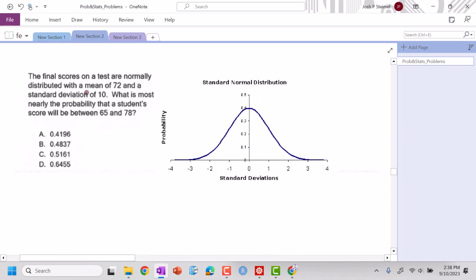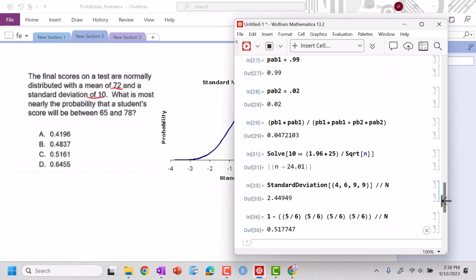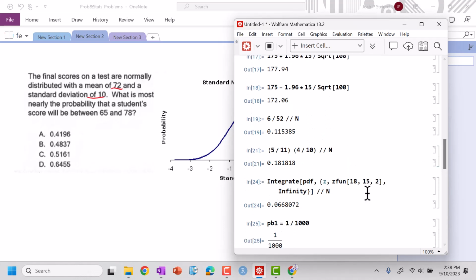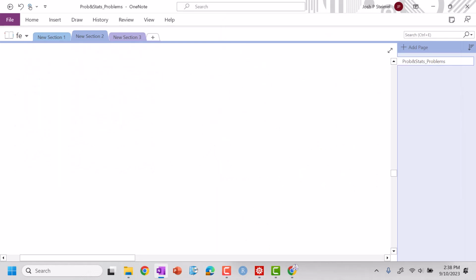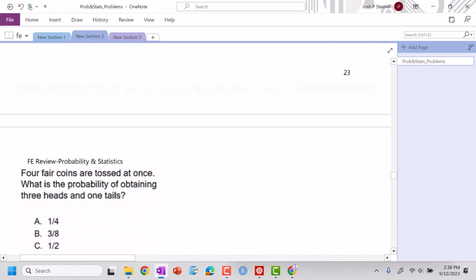Final scores in a test are normally distributed with a mean of this, standard deviation of this. What is nearly the probability that a student's score will be between 65 and 78? So again, you see these popping up quite a bit. We need to know our normal distribution, z functions, all of that good stuff. So 65, we need a z function of 78. Our mean is 72, standard deviation of 10. That's a typical bell curve. So we'll have about 48.37% right there. Great. Let's keep on rolling.